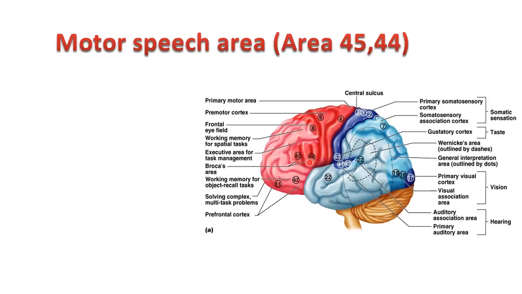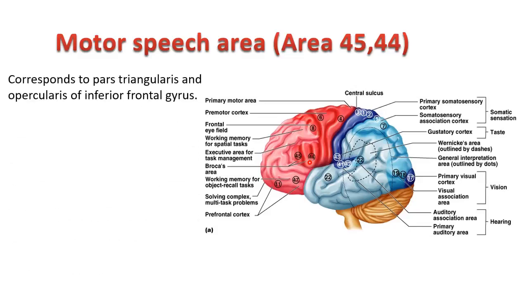Area number 44 and 45 are mainly responsible for coordinated movements of your tongue, palate, pharynx and larynx muscles, and also the respiratory muscles. So it is responsible for production of speech, the expression of speech. Mainly it establishes an association with sounds and visuals, so seeing the words or lip movements, and also hearing the sounds, and also with the tactile sensation.